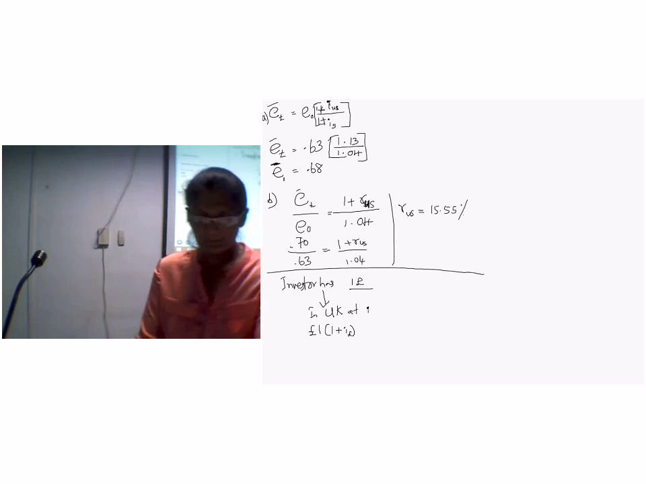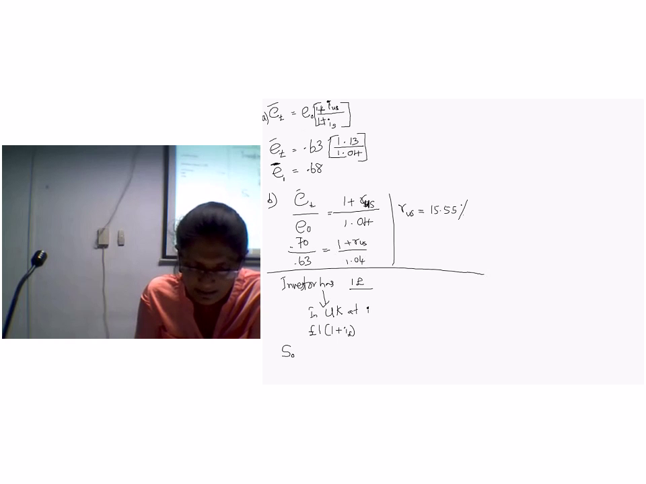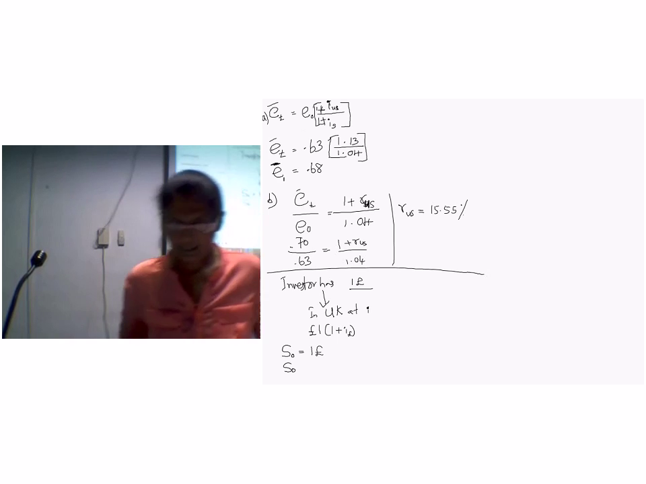For example, he can convert this 1 pound into dollars, right? So what is the amount of dollars he gets? Let's assume that the exchange rate between the two countries is S0, equal to 1 pound. So now he has this much in dollars, right?